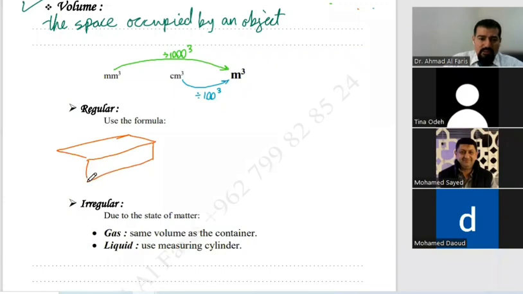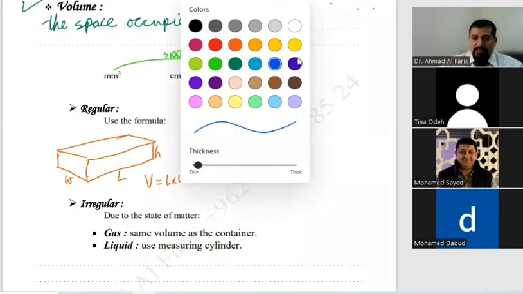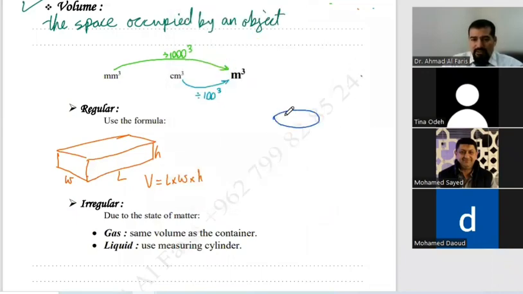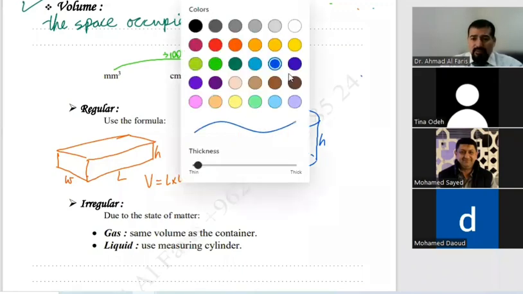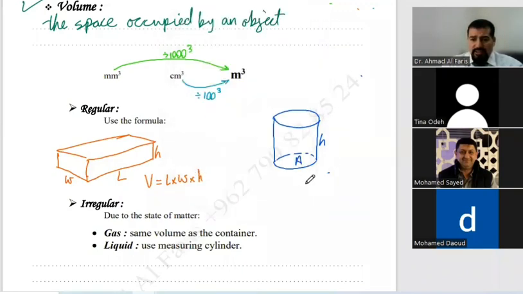Okay, we have to know how to find its volume by multiplying the dimensions: the length, the width and the height. So its volume equals length times width times height. And for a disk or a cylinder that has a base area A and a height H, its volume equals what? Base area multiplied by height.